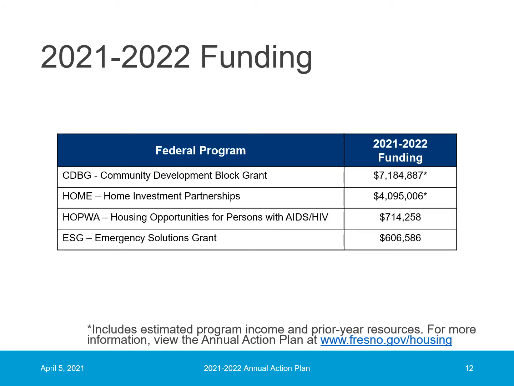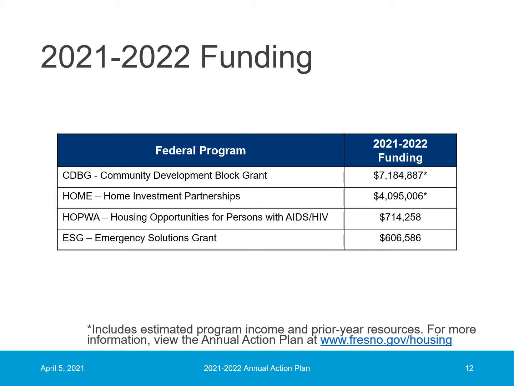For the plan year, the city anticipates receiving approximately $12.6 million through the following programs. The Community Development Block Grant is used primarily for infrastructure and facility improvements, owner-occupied home repair programs, community services, and fair housing services to benefit low and moderate income persons.